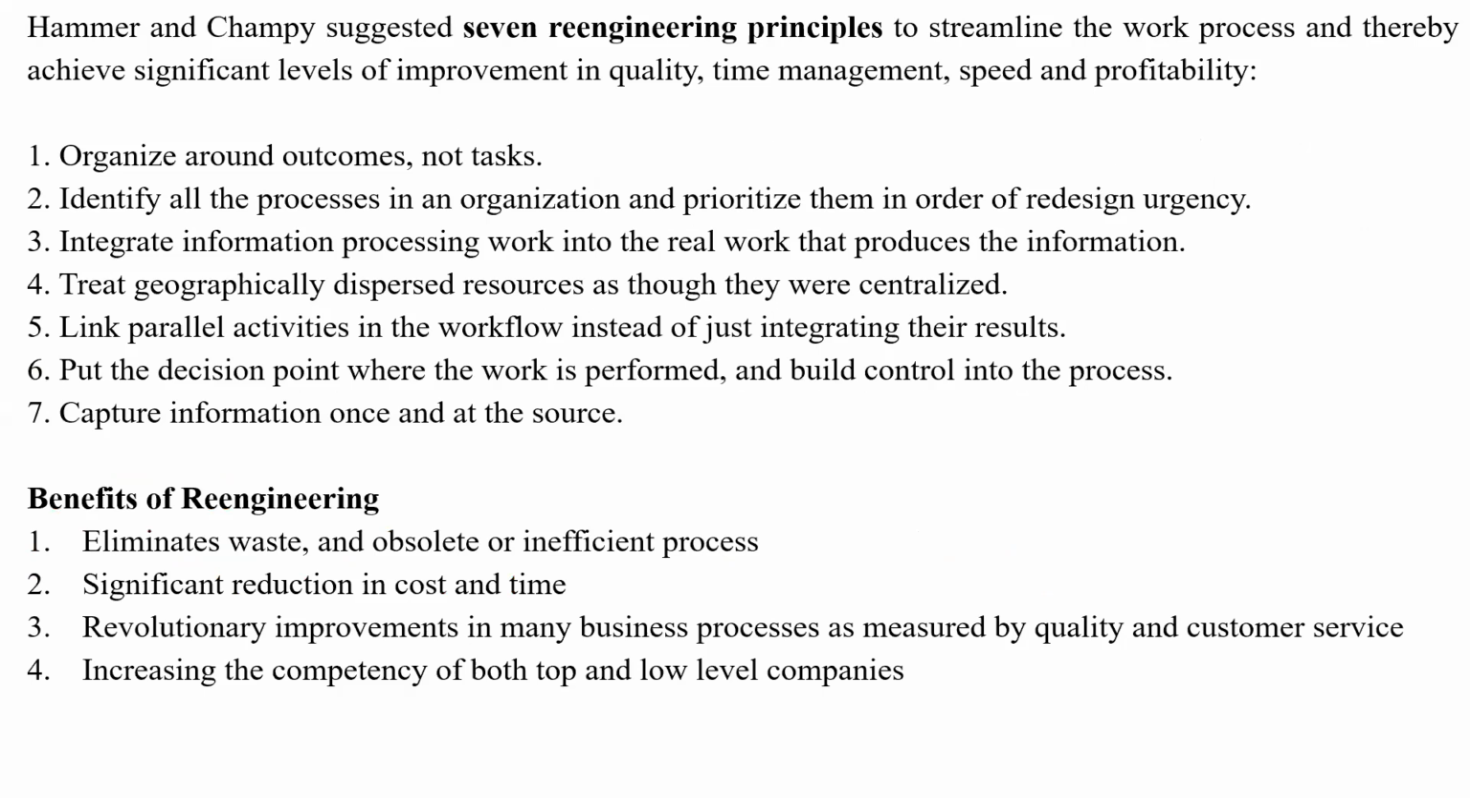Now we see that Hammer and Champy suggested seven re-engineering principles. These seven principles are to be established in the organization for improvement of quality, time management, speed and profitability. This is done by implementing the business process re-engineering process. But while designing the re-engineering process, we need to follow the seven principles.